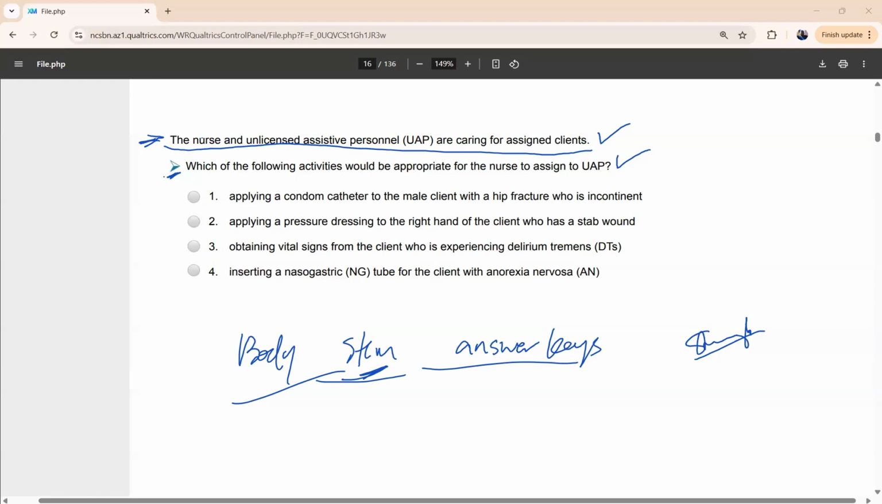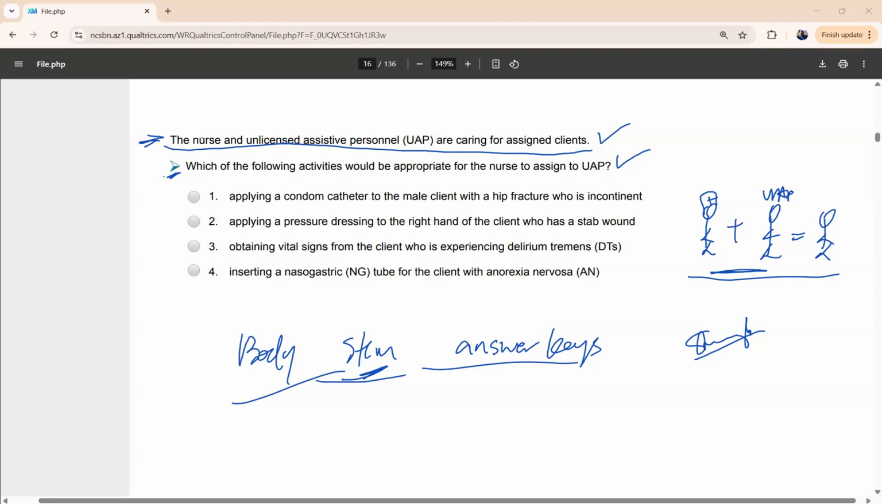You should not be guessing, because you should know. If you have gone through the audio content, you should know. Like now, when the NCLEX says the nurse and UAP are caring for assigned clients, they are not telling us the particular kind of care they are giving. They only said they are caring for assigned clients.